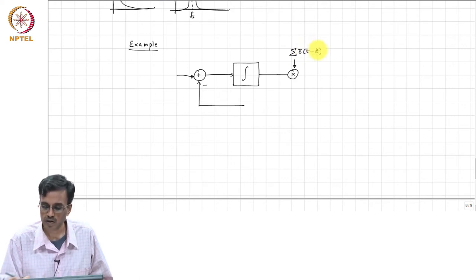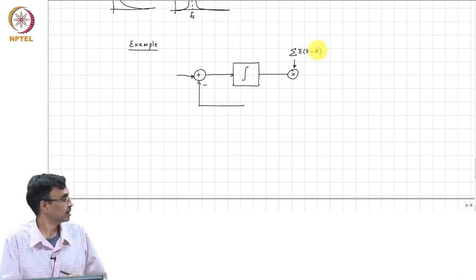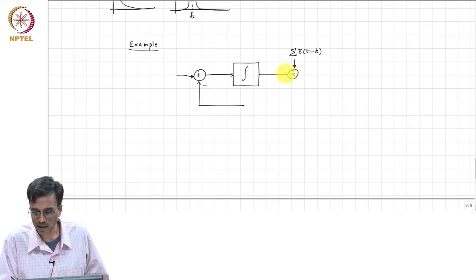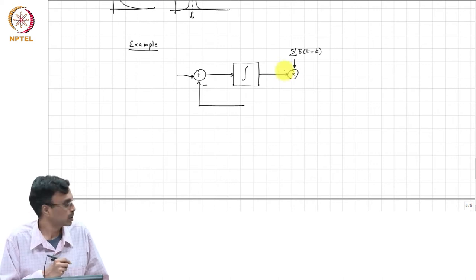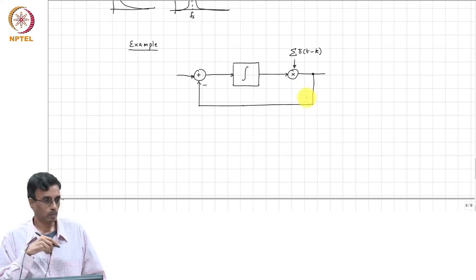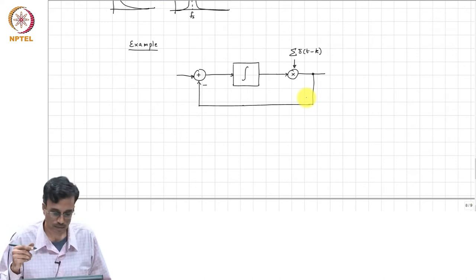So I'm going to assume that the sampling rate is 1 hertz. So I multiply the output of the integrator with a periodic impulse train, and therefore this will be an impulse train, and let's say I feed this back like this. Okay. This is my LPTV system.